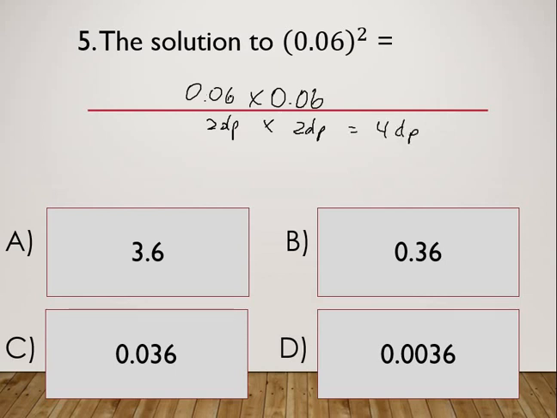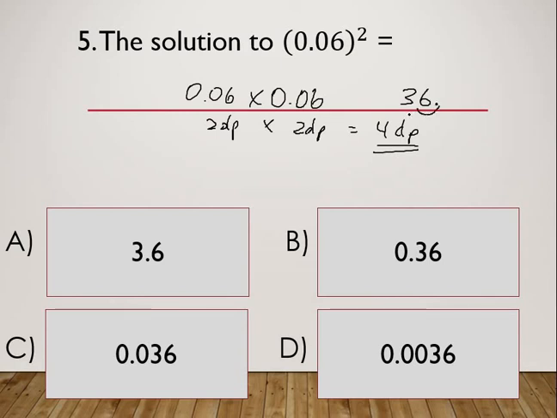Now, let's consider this part only. 6 multiplied by 6. Just ignore the 0.0 part. 6 times 6 is 36. Our answer should have 4 decimal places. So 36, the point is at the end.